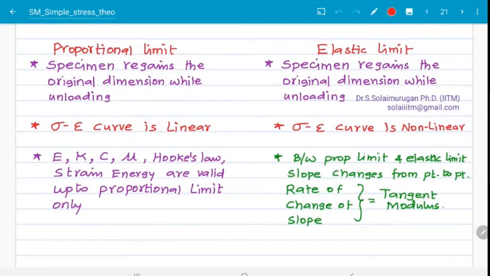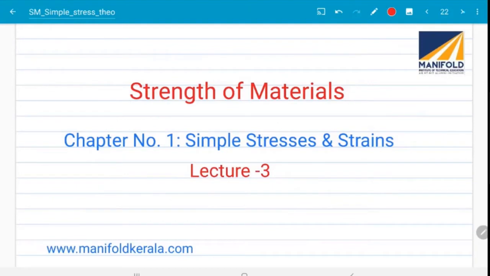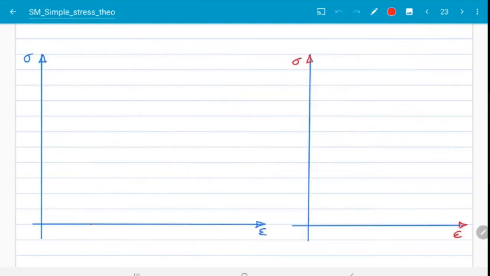Then we have seen the difference between proportional limit and elastic limit. So in this lecture, we are going to see the stress strain curve for brittle material. Then the remaining ductile materials, for example, copper, aluminum, magnesium. First, let me draw the stress strain curve for copper, aluminum, magnesium.